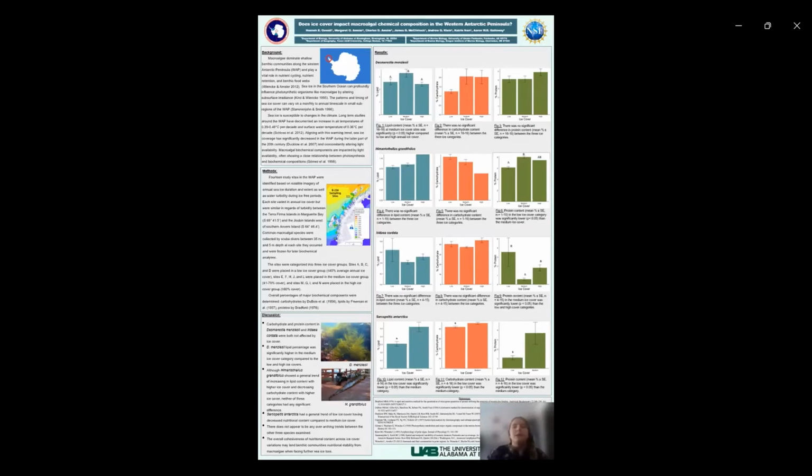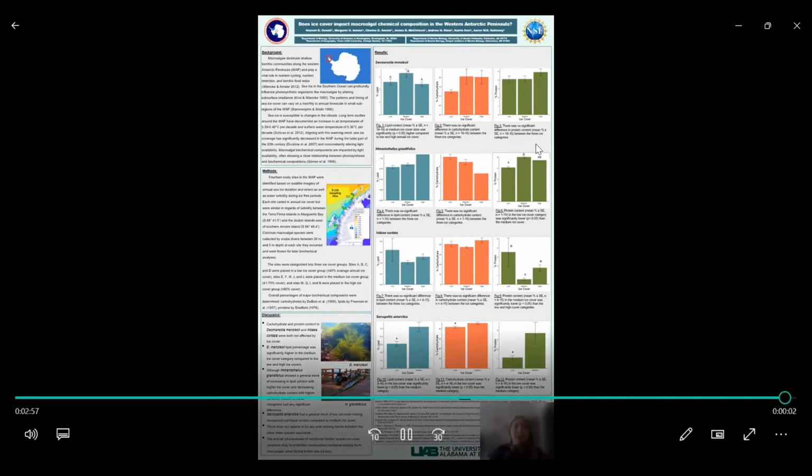And then something interesting to look forward to in the future is we're going to look at other components like storage and pigment to see if those vary by ice cover. But with that, thank you for joining me for this presentation.